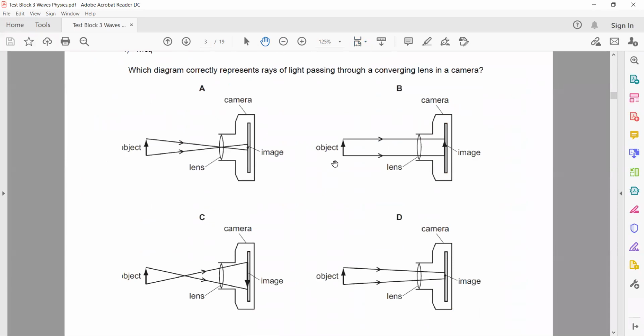Question 4. Which diagram correctly represents the rays of light passing through the converging lens? So for a converging lens, if the ray of light is parallel, it will pass through the focus. If it is passing through the focus, it will go parallel. And if it is passing through the center, it will pass straight. So why can B not be an answer? Because if it is parallel, it should converge at one point. That's why B is not an answer.